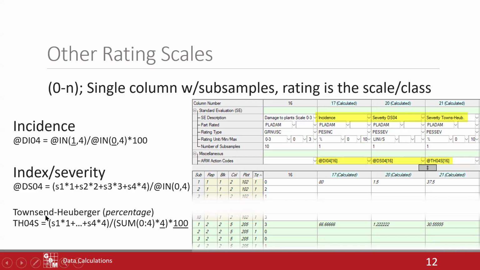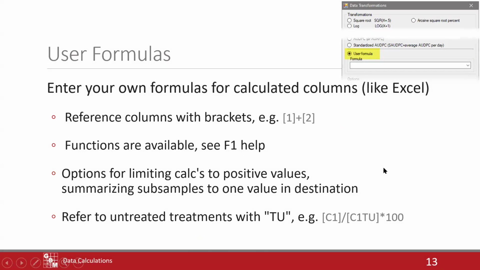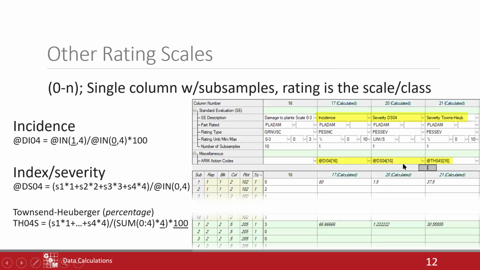And then there is a Townsend-Henderson, which is just a slight variation on the severity to really convert it into a percentage. It takes that severity calculation and then turns it into a percentage. So if you had the very worst rating in every single subsample, it would be 100%. If you had zeros in every subsample, it would be 0%, and then it just scales according to that.